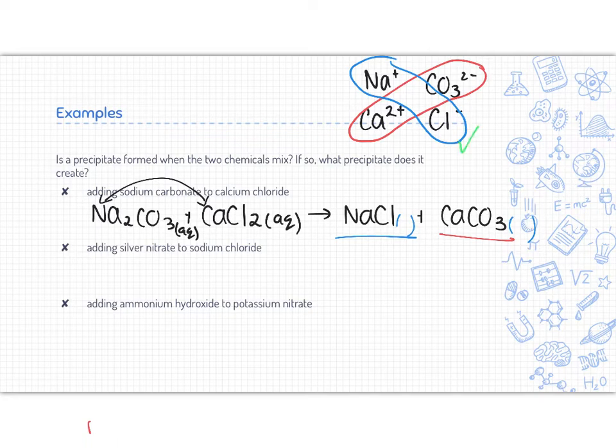What you'll find is that sodium chloride is soluble. Calcium carbonate is not soluble. So a precipitate is made, and it is calcium carbonate that is made as a precipitate. Try the other examples here to double check your work.